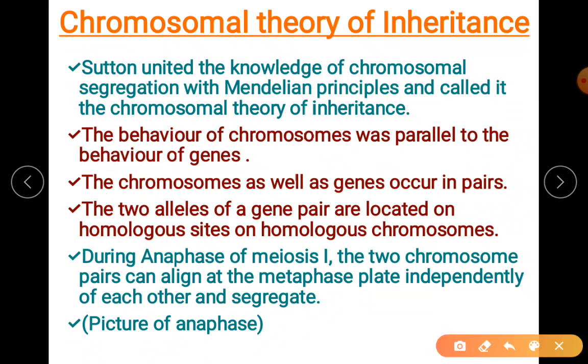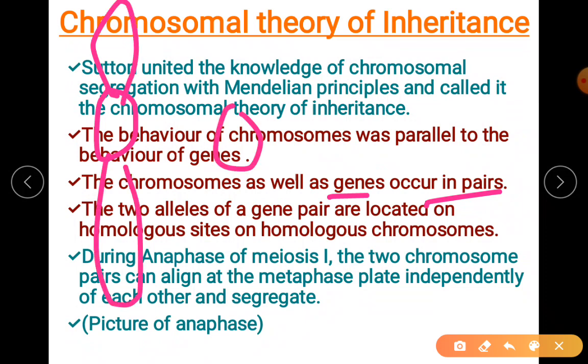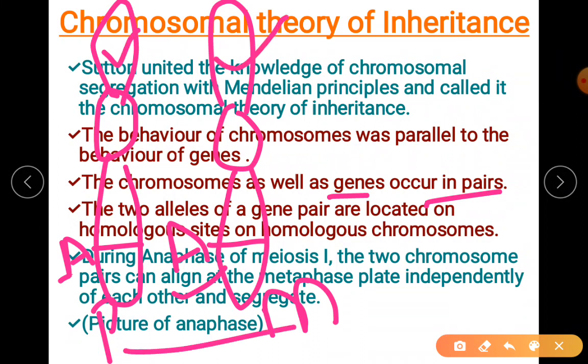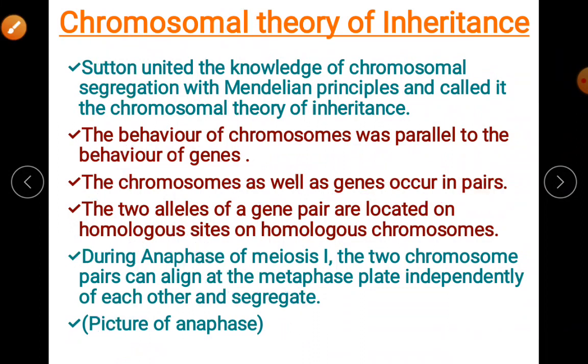Then the chromosome as well as genes occur in pairs. So as I said, in a diploid organism we have your homologous, that is paternal, maternal, and each will have the gene on it. So imagine A. So here also the gene is paired. Even chromosome we are saying a pair. So they occur in pairs, clear?